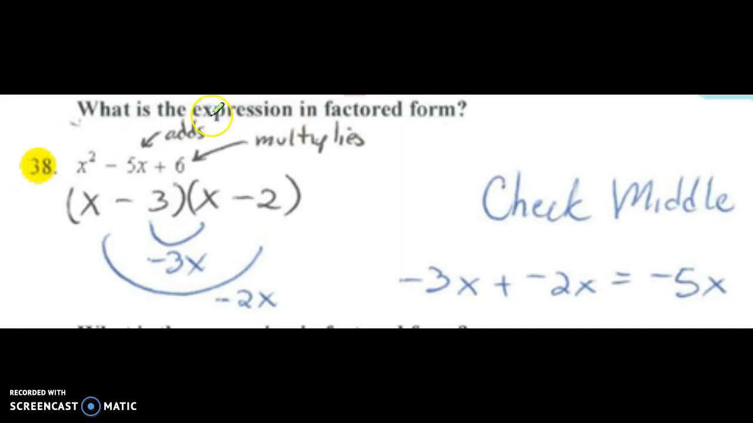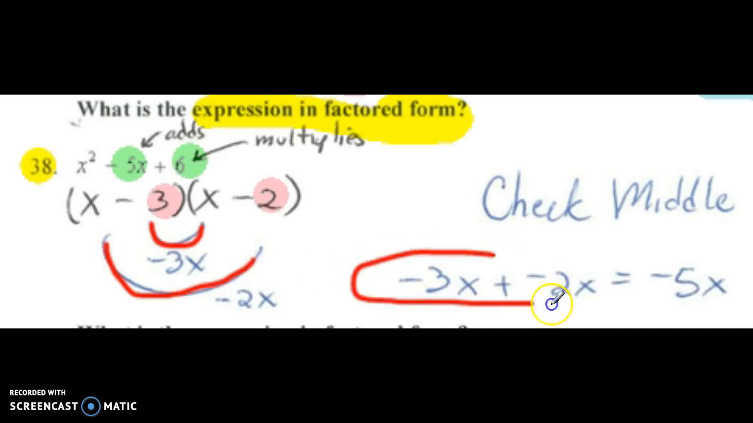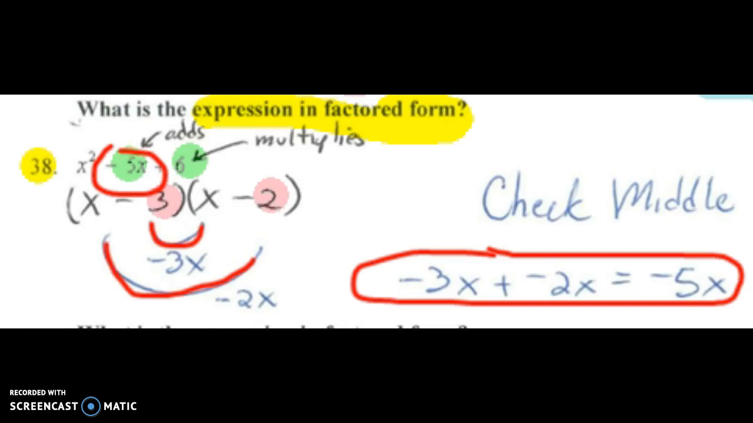In problem 38, we are going to factor. The factors have to multiply to 6, and they have to add to -5. You can use your factor sheet. So I am going to look on my factor sheet, or just do this in your head. So I got -3, -2. I'm going to check to see if this is true. So I check my middle terms. These middle terms add up to -5, which is the middle term, so I know I did it correctly.